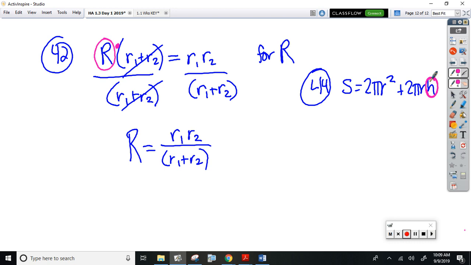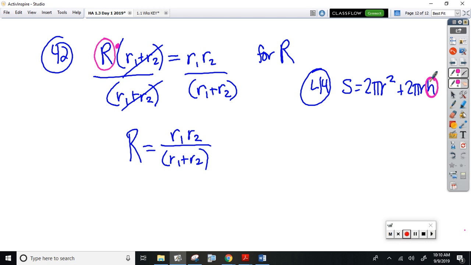There's only one of them. Makes it easier. What should I do first? I want to leave the h where it's at. I need to move everything over to the other side using inverse operations. Who thinks they know what I would do first? Brett? Divide by 2 pi.